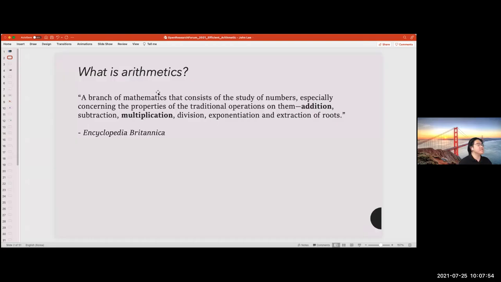But just to get started, first, what is the definition of arithmetic? According to the Encyclopedia Britannica, it's a branch of math that deals with numbers. And in a more layman's sense, it's addition, subtraction, multiplication, division, exponentiation, and extraction of roots. But in this lecture, I'll be focusing on addition and multiplication.